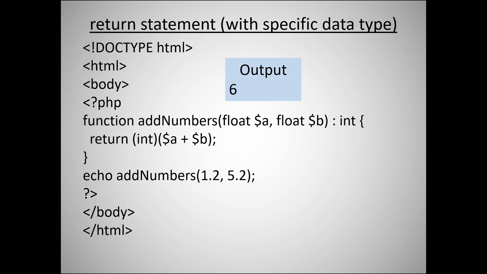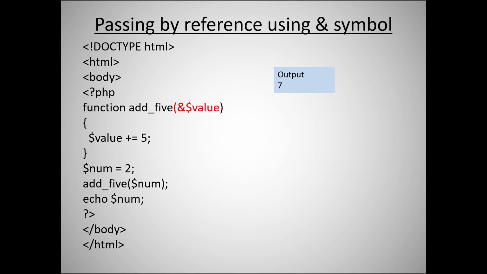Similarly, like the argument type, we can specify the return type also. Here function followed by function name. Within the parenthesis, you can have any number of arguments with the type or without type, colon, the type of the return value. Here add numbers of 1.2, 5.2. We are passing 1.2 and 5.2, and the result will be of the return type. So it will ignore the floating point numbers, and the result will be 6.